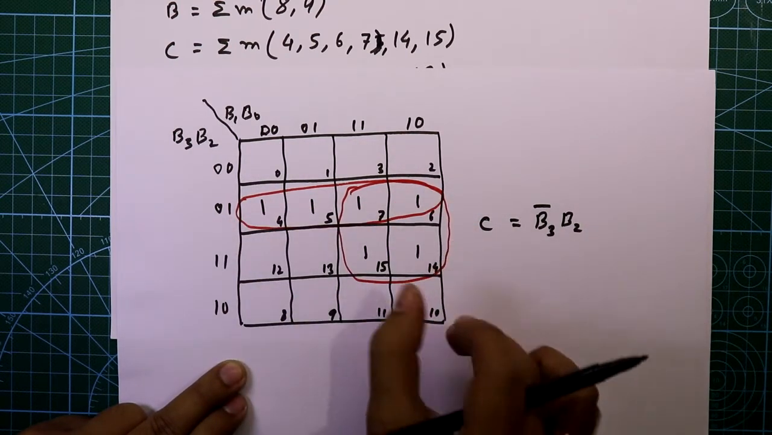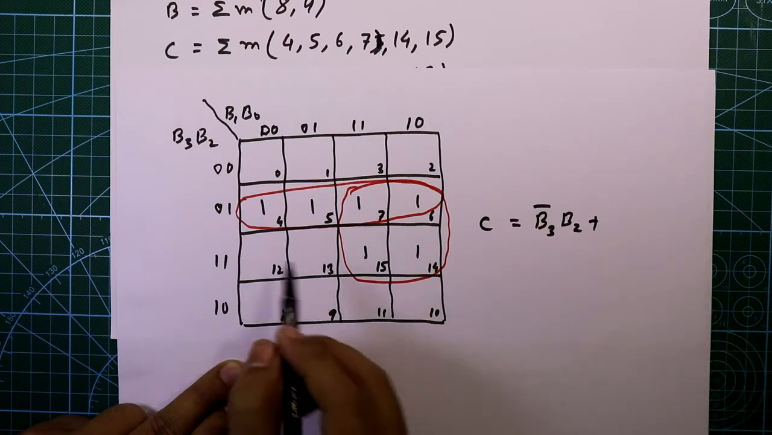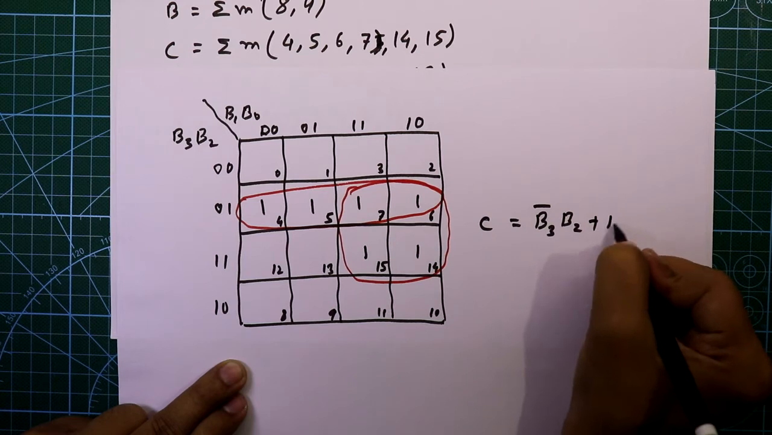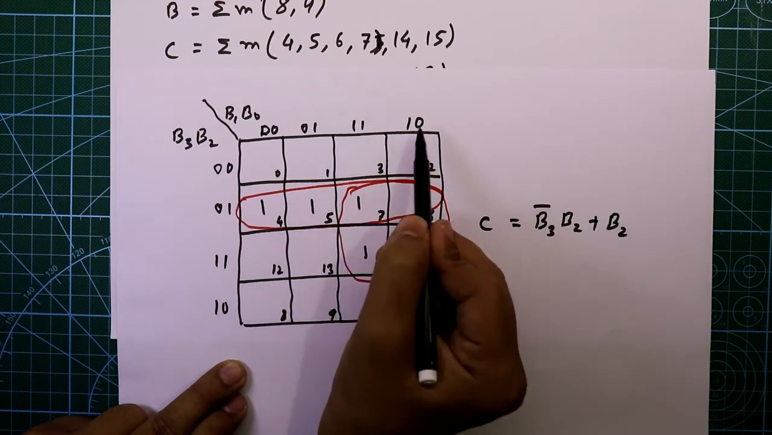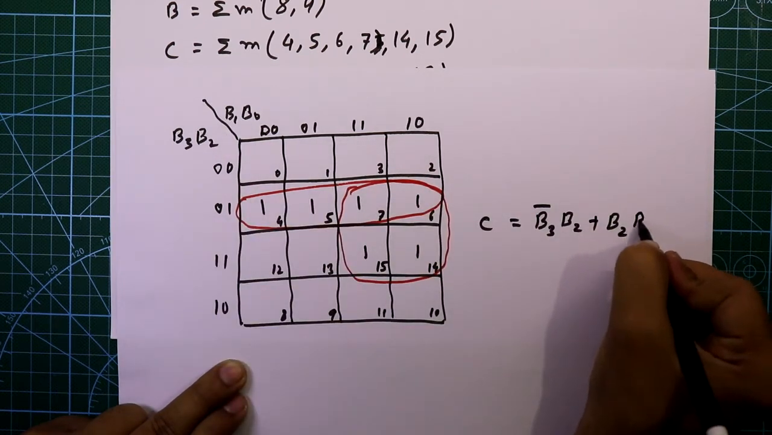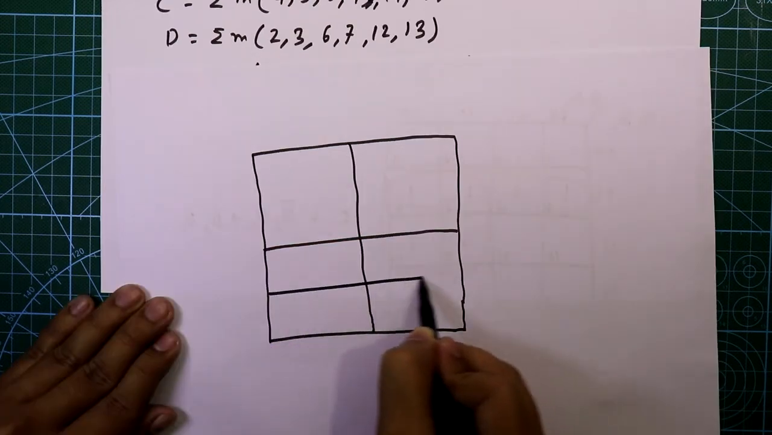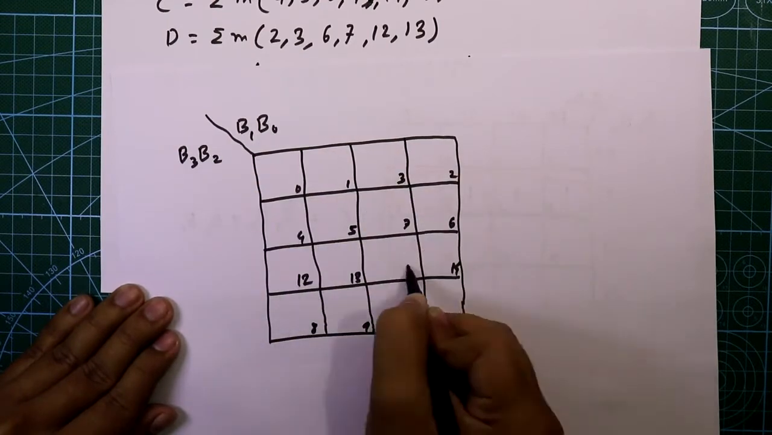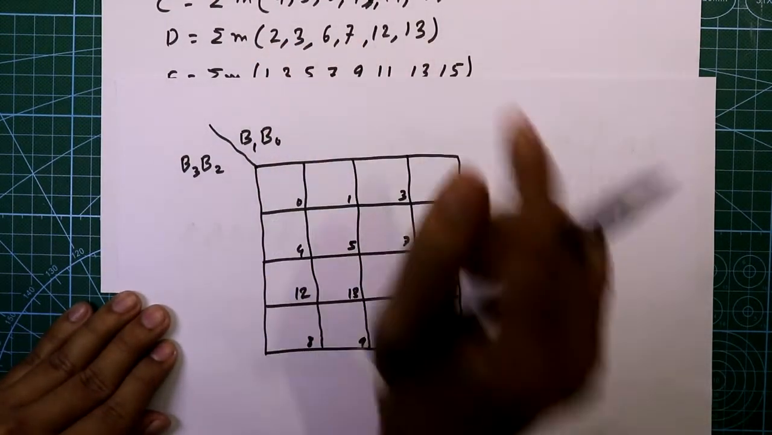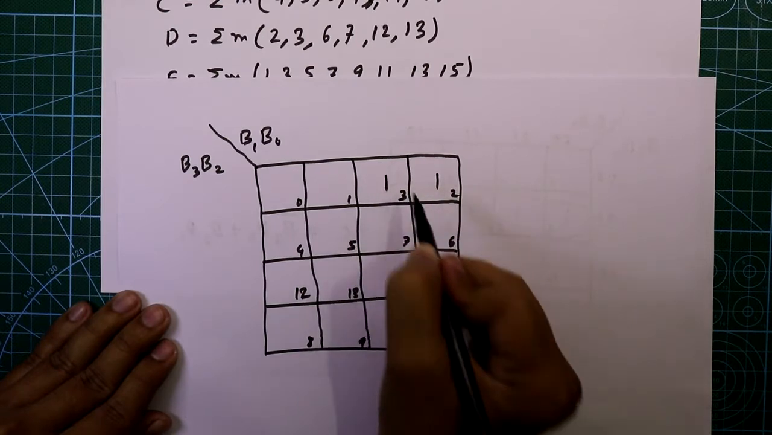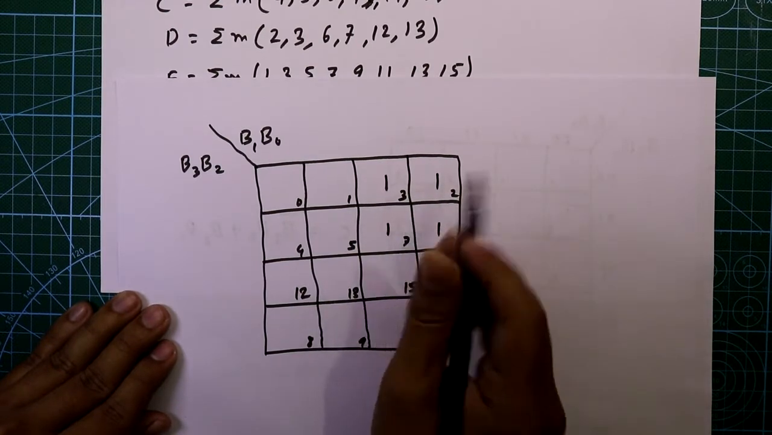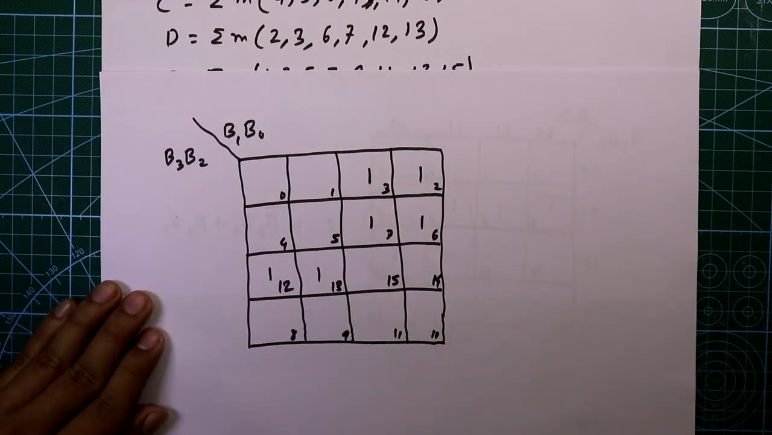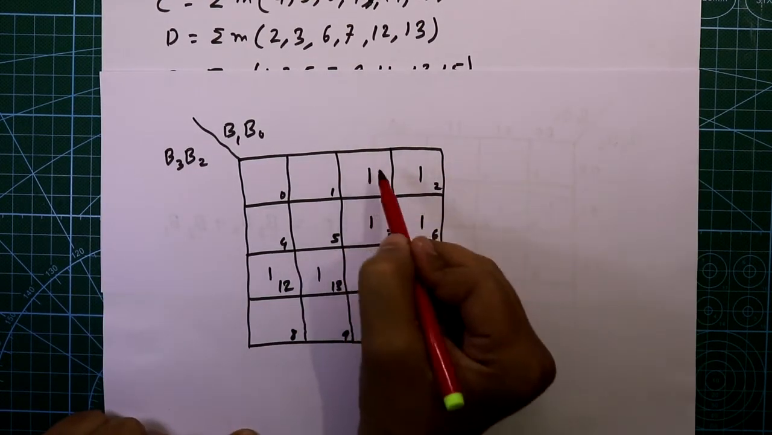Okay, now let's see the second group, plus 1, 1, it means B2 is common, and the top side B1 is common. Okay, now make the k-map for D. D, 2, 3, 6, 7, 2, 3, 6, 7, 12, 13. Here also we have two groups.